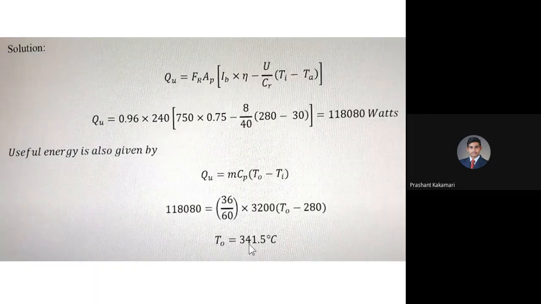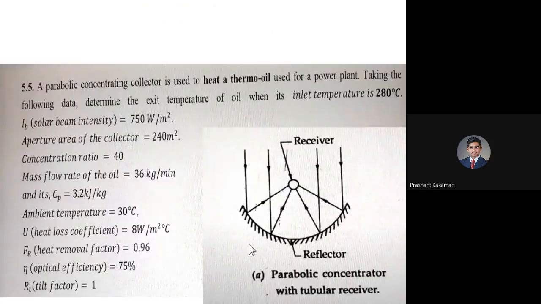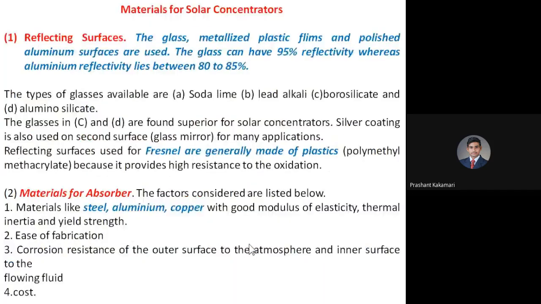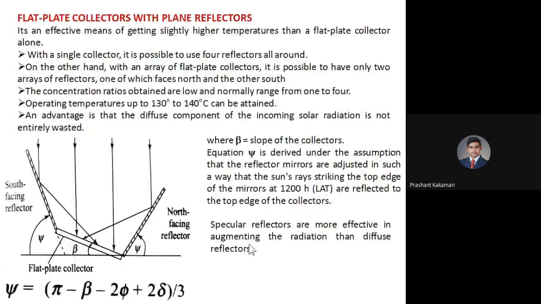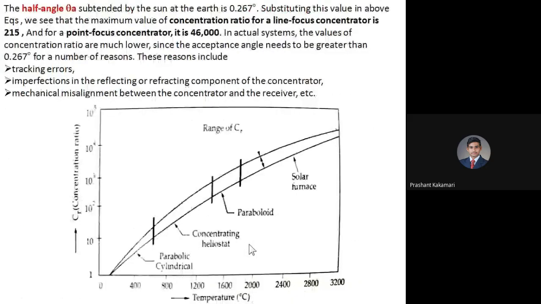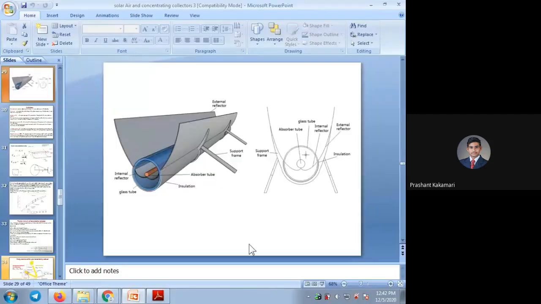Like this, we are going to find out the different unknown things. From next week, we'll start with solar economics. Today we have completed the solar concentrators. Mostly the theory part is done, with a few equations like this that you have to keep in mind. Okay, I'll stop the class here. Next class we'll start with solar economics.